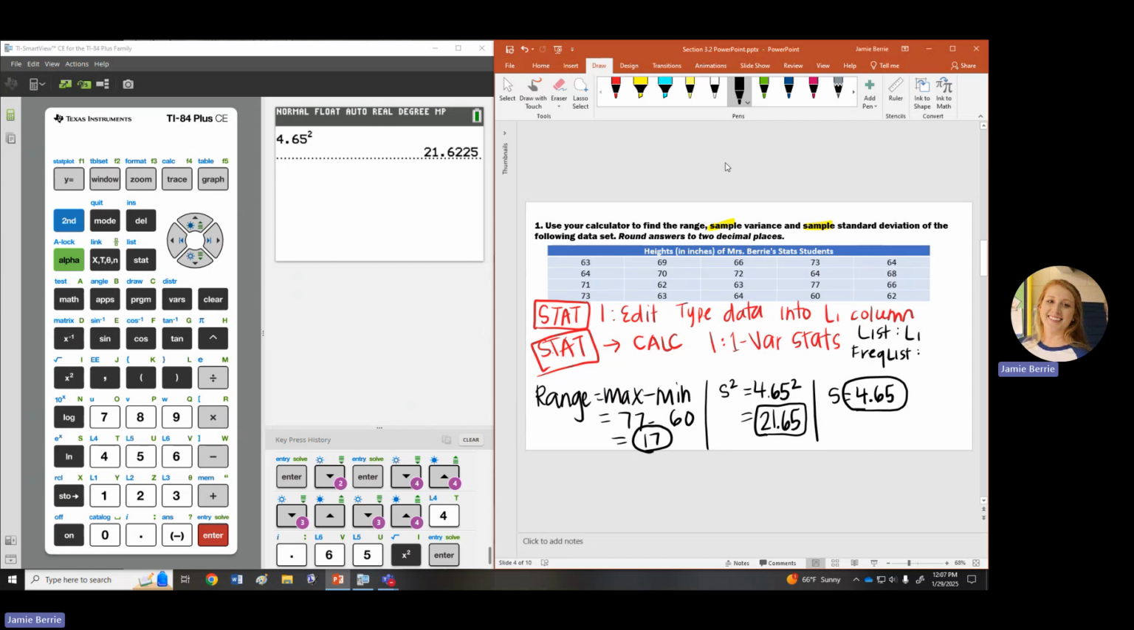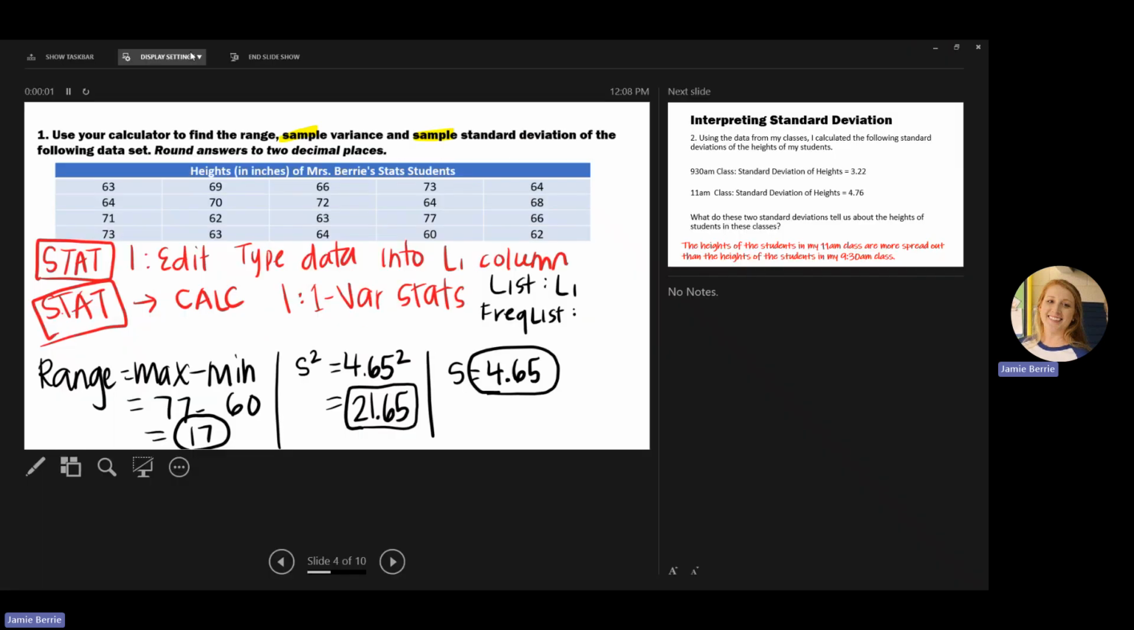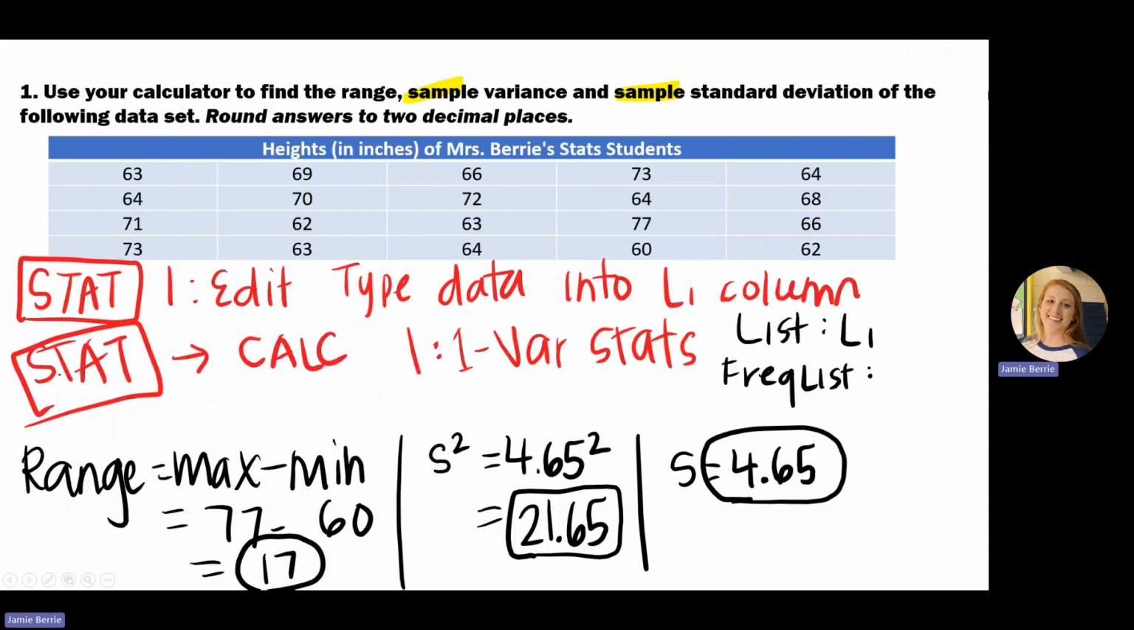Hopefully seeing that process helps you when you're calculating the standard deviation, the variance, and the range on the homework. For the rest of the video, we're going to be doing some interpretations as well as looking at the empirical rule. So we're going to jump back over to our PowerPoint and finish that.